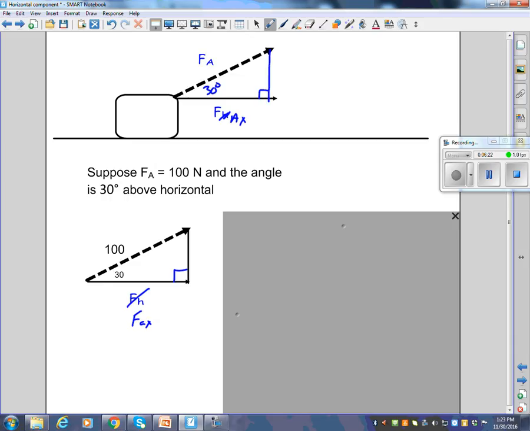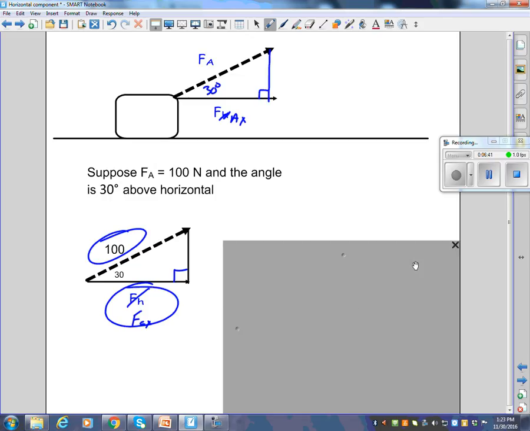Which of the three, sine, cos, or tan, am I going to use? Well, I've got the hypotenuse, and this one is the adjacent. So which one has adjacent and hypotenuse in it? Cos. Cosine is adjacent over hypotenuse. Cosine theta is adjacent over hypotenuse, right? A over h, that's right.